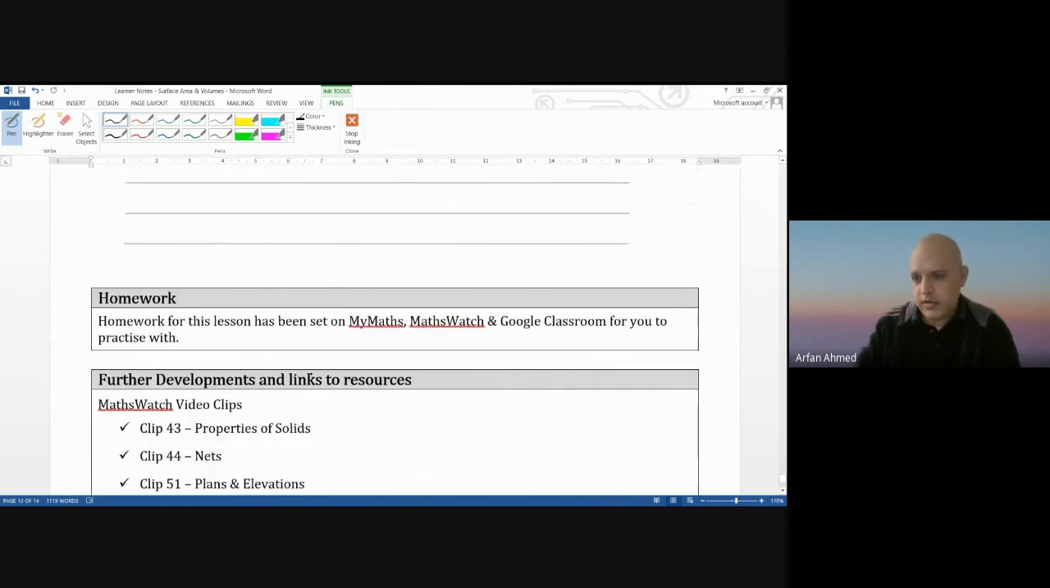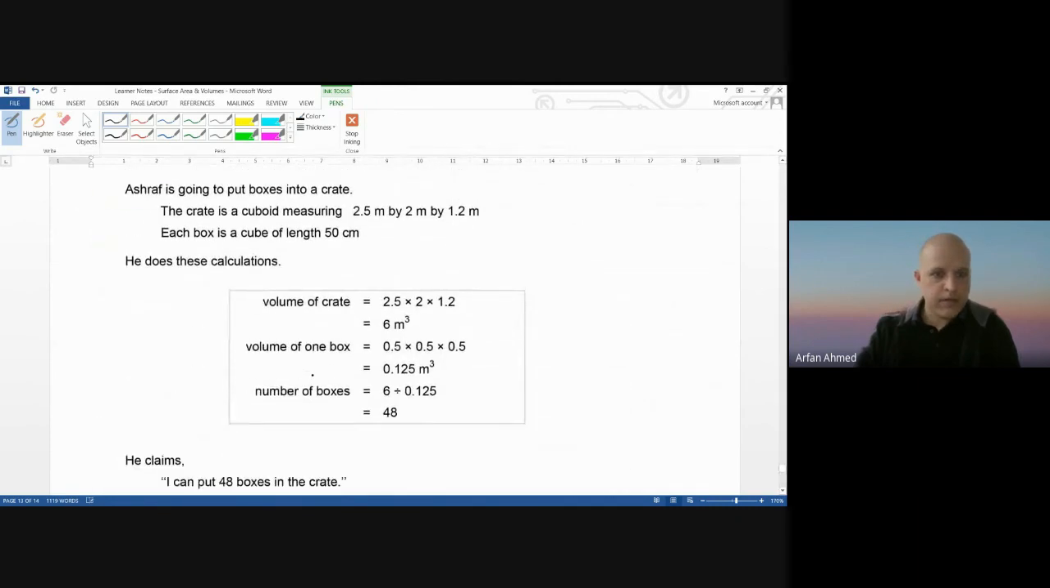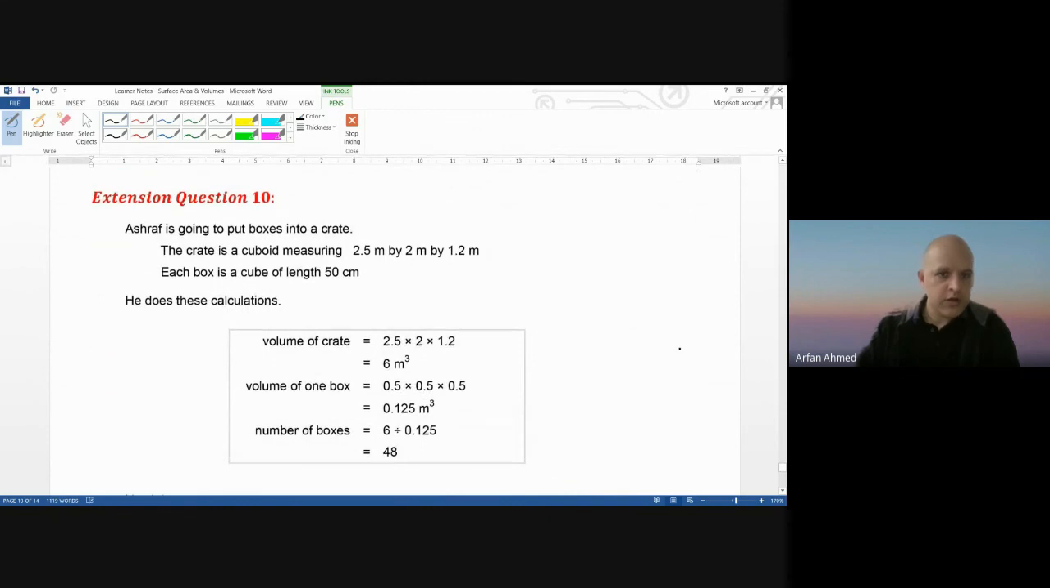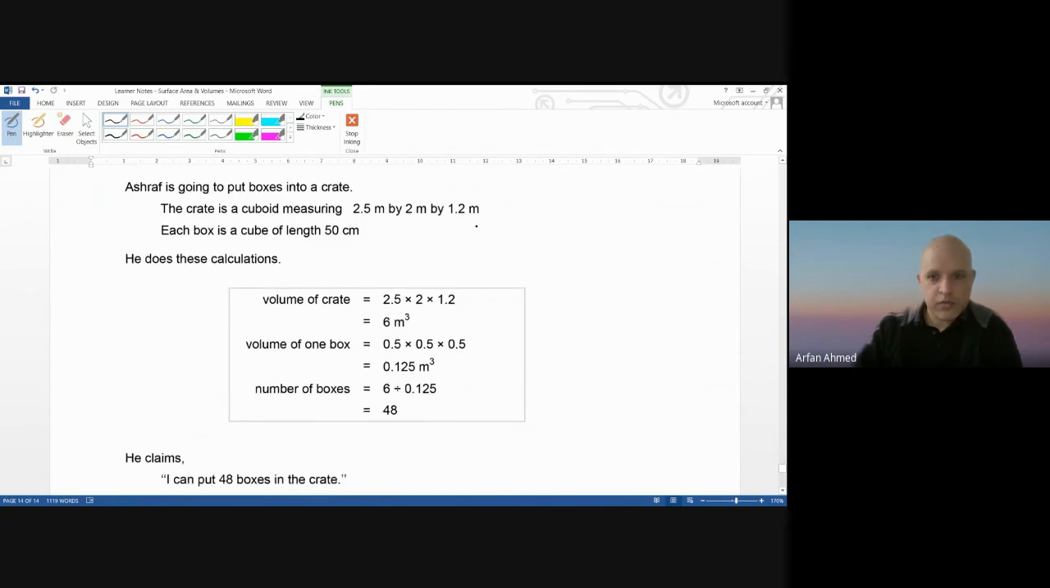Let's see. Is this the last one? Yep, last one then. Taken from an AQA paper. Ashraf is going to put boxes into a crate. The crate is a cuboid measuring 2.5 meters by 2 meters by 1.2 meters. Each box is a cube of length 50 centimeters.